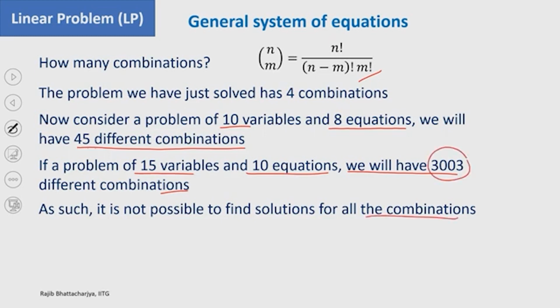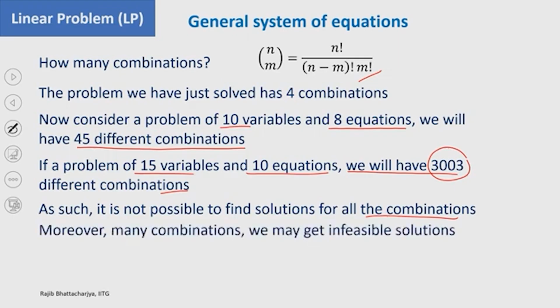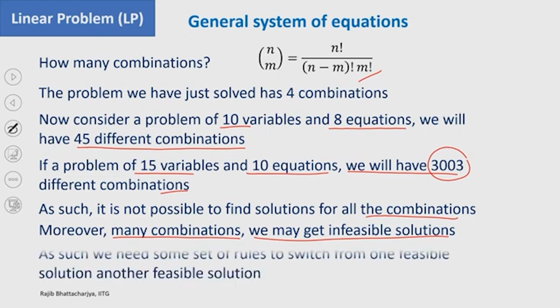Once you have more equations and more variables, you will have a huge number of combinations. It is not possible to find the solution for all the combinations, and many times we may get an infeasible solution. If you are getting an infeasible solution, you need not evaluate them. Therefore, you need some technique so that you are evaluating a minimum number of combinations.